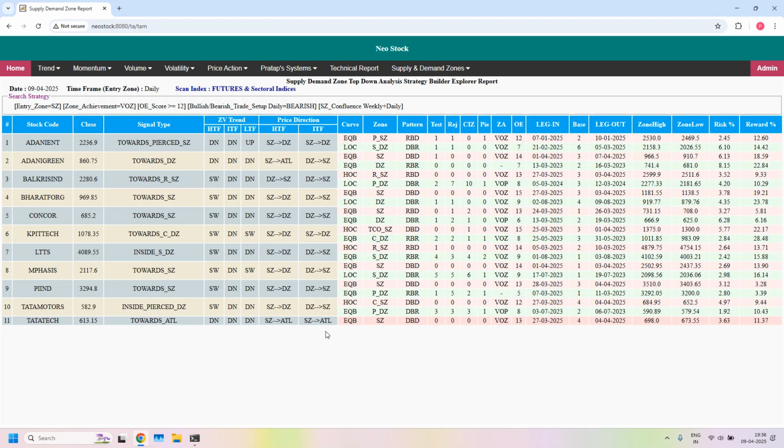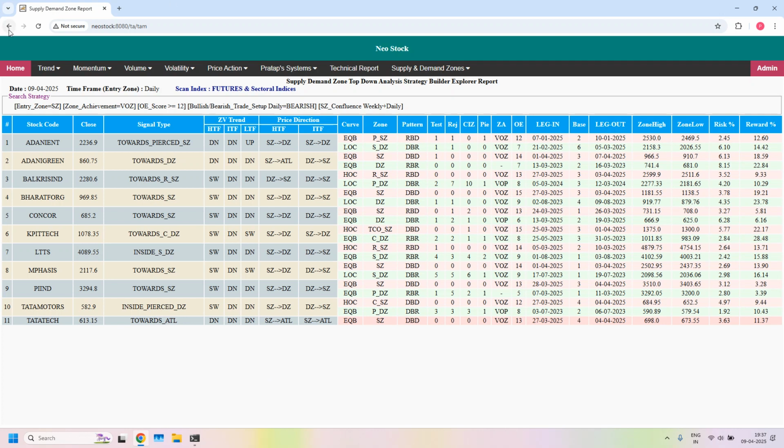That means in all these 11 stocks, all these daily supply zones are overlapped with weekly supply zones. And the weekly trend, the ITF trend, is down in all these stocks. And if the weekly supply zone has weekly EMA confluence, then the overlapped daily supply zone inside weekly has an even higher probability of success.